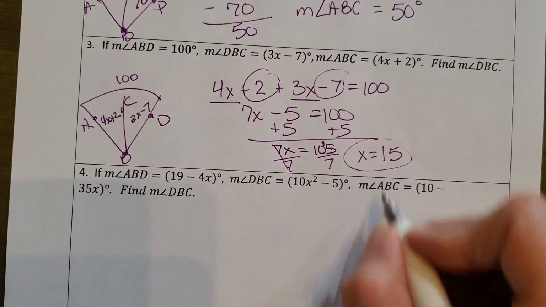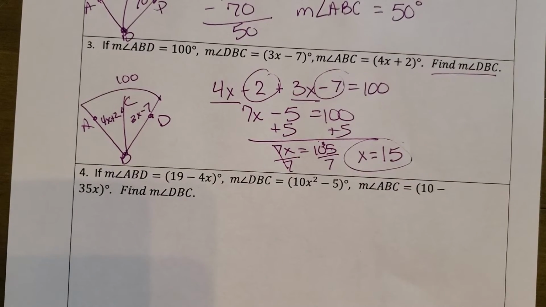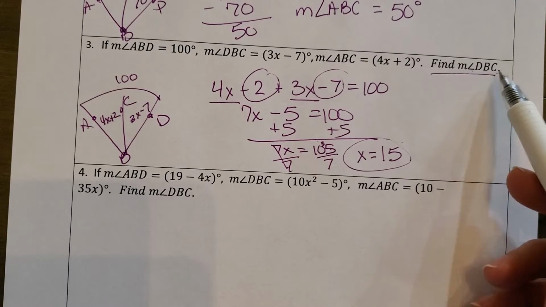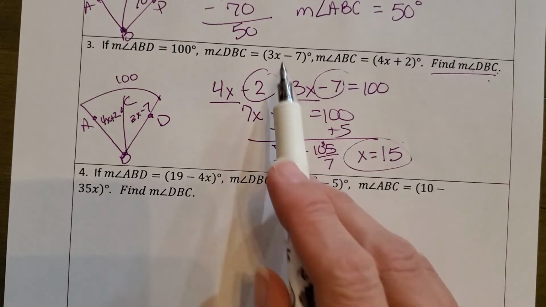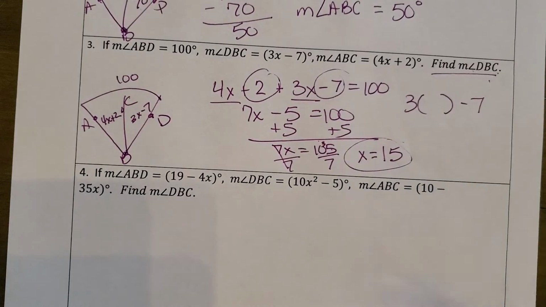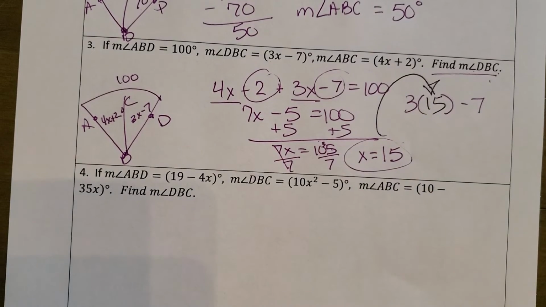So my x is 15. Did they ask me for x? No. I had to find x in order to find the measure of angle DBC, but I still have work to do. So I see that angle DBC is 3x minus 7. And I'm going to plug the x that I've just found in right there.